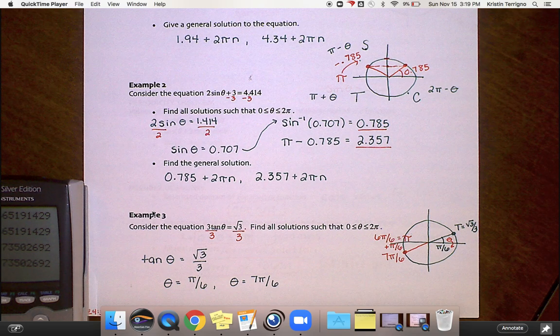But trust yourself, trust your math. You can always check the ways that I was showing you on the calculator to make sure the values are the same, that kind of thing.